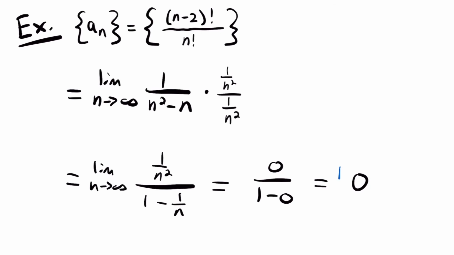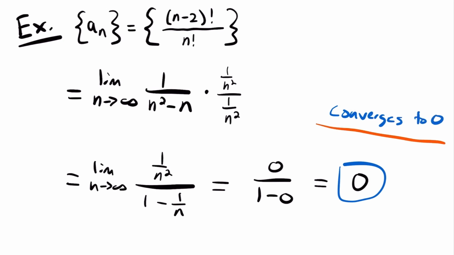And so, since the limit is equal to 0, we know that this sequence converges to 0 as well. And so that is the final solution for this example. And with that, this was the last example for this video.